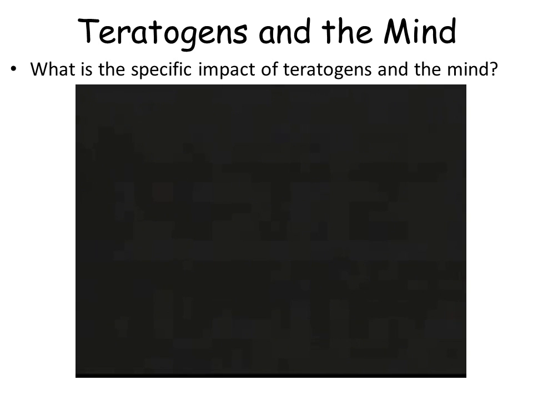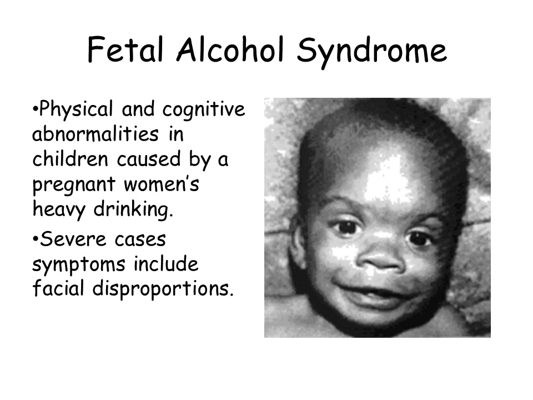Okay, so that went really specifically, but it also showed you brain development, and I wanted you to see that. Fetal alcohol syndrome in particular: physical and cognitive abnormalities in children caused by pregnant women's heavy drinking. And I want to be really specific in that we know it's not a woman having 3 beers over the course of her pregnancy. We know that it's more like alcoholism.